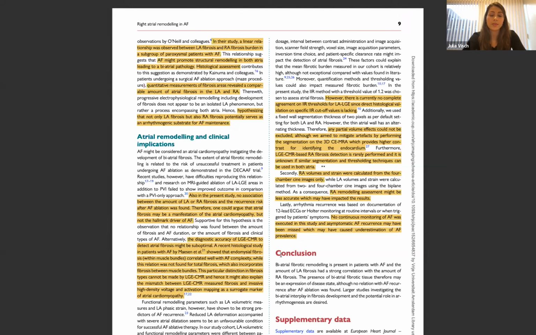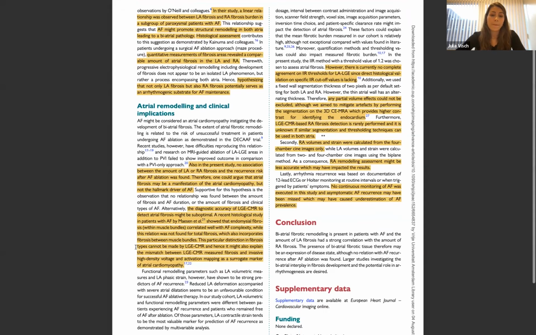So this hypothesizes that not only left atrial fibrosis, but also right atrial fibrosis can potentially serve as an arrhythmogenic substrate for AF maintenance. But when we look at the clinical implications, we didn't find a relationship with recurrence rate after ablation, and therefore we could argue that atrial fibrosis may be a manifestation of atrial cardiomyopathy, but not the hallmark driver of AF.